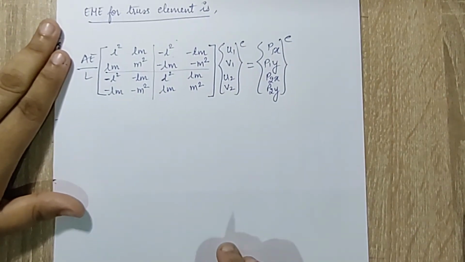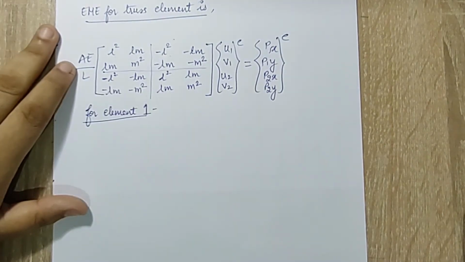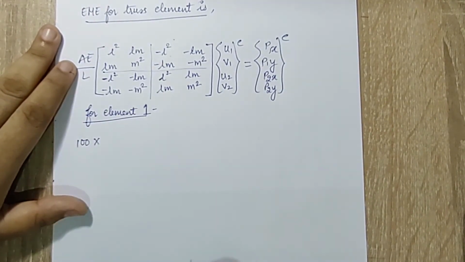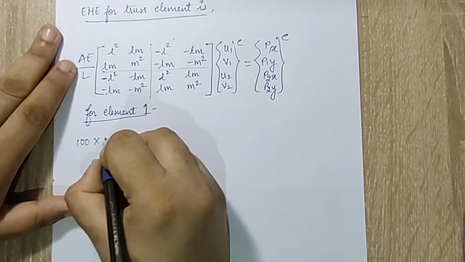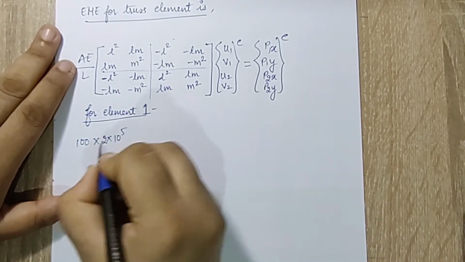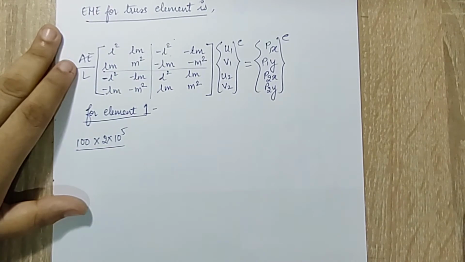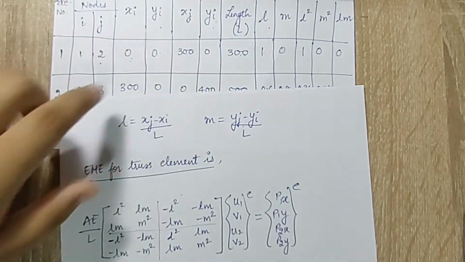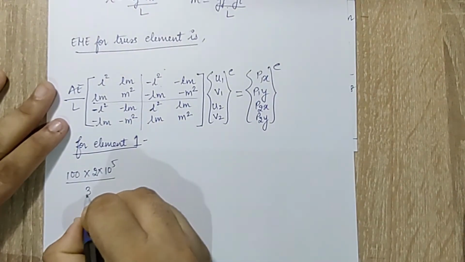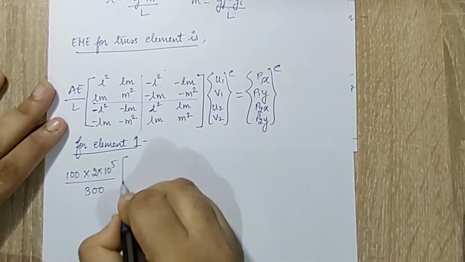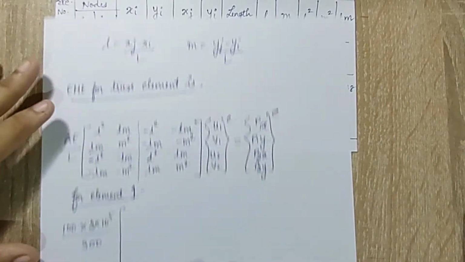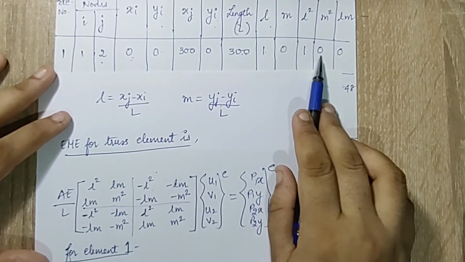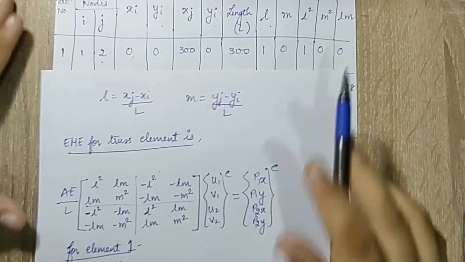Now I'll start solving for element 1. The value of area is 100. The value of E is 200 gigapascal, which means it is 2 into 10 raised to 5 Newton per mm square. The length of the first element, as we have calculated, is 300. So I'll place 300 here. And now comes the entire matrix. So the value of L square is 1, M square is 0 and LM is 0.